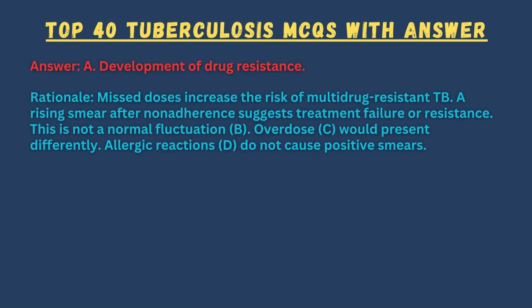Answer A. Development of drug resistance. Rationale: missed doses increase the risk of multi-drug-resistant TB. A rising smear after non-adherence suggests treatment failure or resistance. This is not a normal fluctuation. B. Overdose, C, would present differently. Allergic reactions, D, do not cause positive smears.